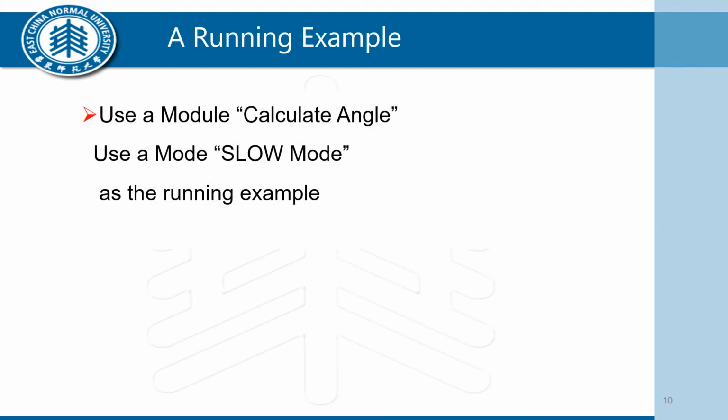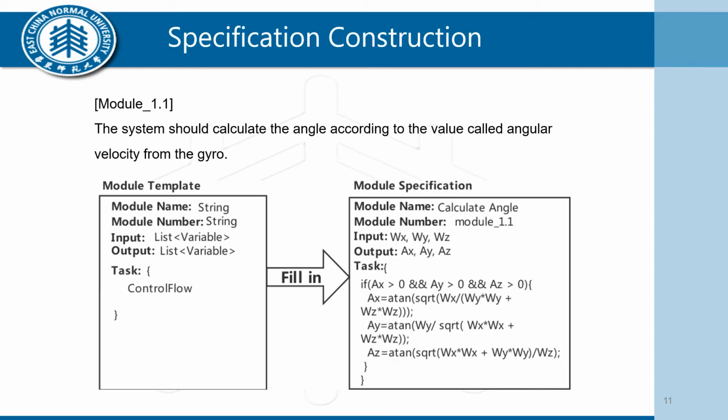Next, we will use a running example to show how to use our approach. We use a module, calculate angle, and a mode, slow mode, as our running example. The first stage is the specification construction. The original requirement is that the system should calculate the angle, and then they just fill in their original requirement into our module template. They use our language syntax to describe their detailed function.